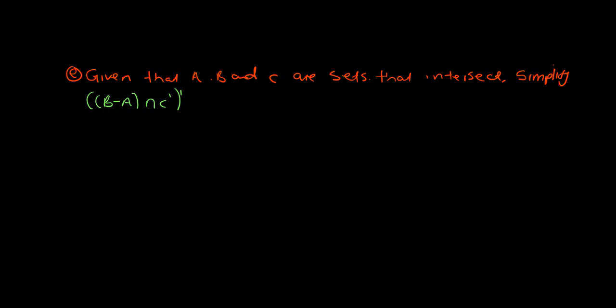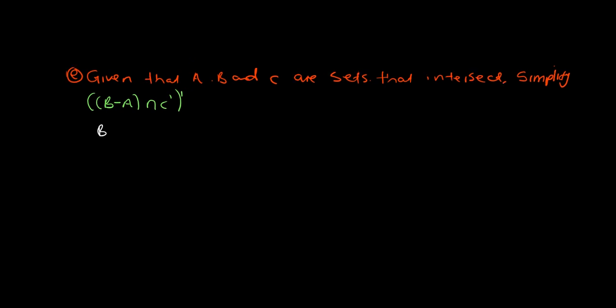Given that A, B, and C are sets that intersect, we are now going to simplify this. First you distribute the complement on each side. That will give you B minus A complement like that, and this one will change to union. Then the C will just remain like that because the complement has been distributed. Complement times complement will give you a positive, something like a mnemonic.